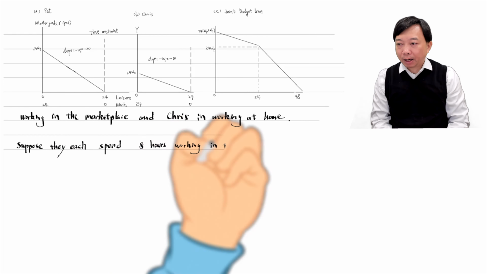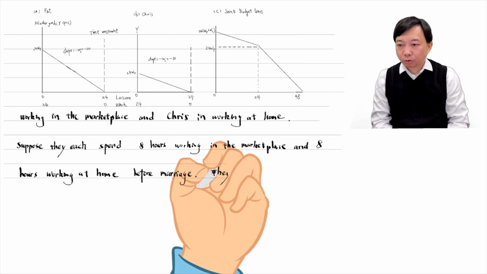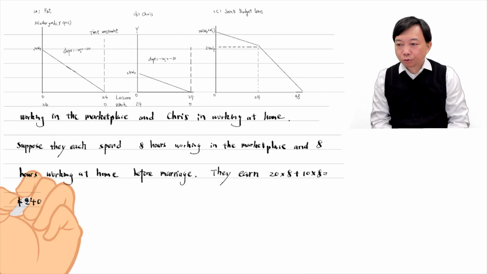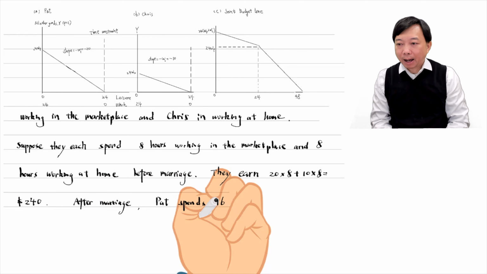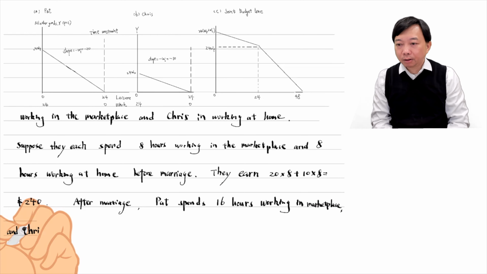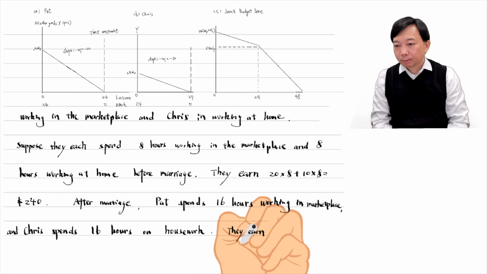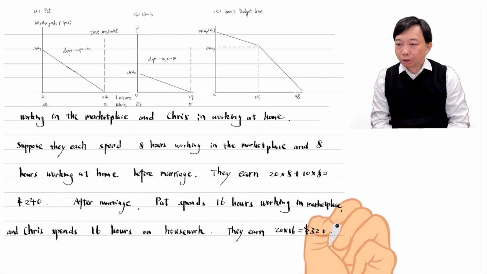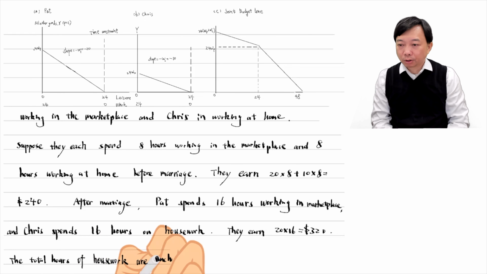Suppose they each spend 8 hours working in the marketplace and 8 hours working at home before marriage. They earn $240 collectively. After marriage, Pat can spend 16 hours working in the marketplace and Chris can spend 16 hours on housework. They earn $320. The total hours of housework are unchanged. They do better after marriage because each of them uses their comparative advantage.